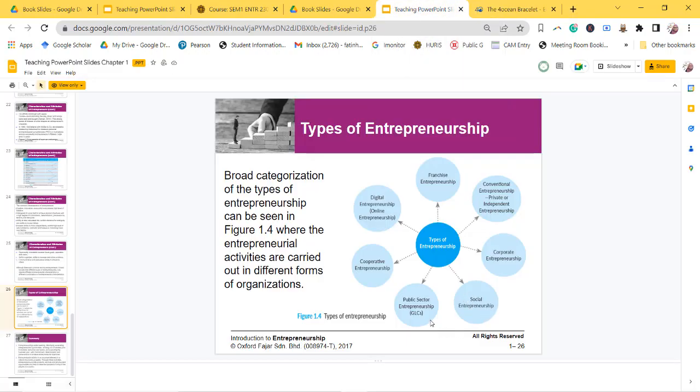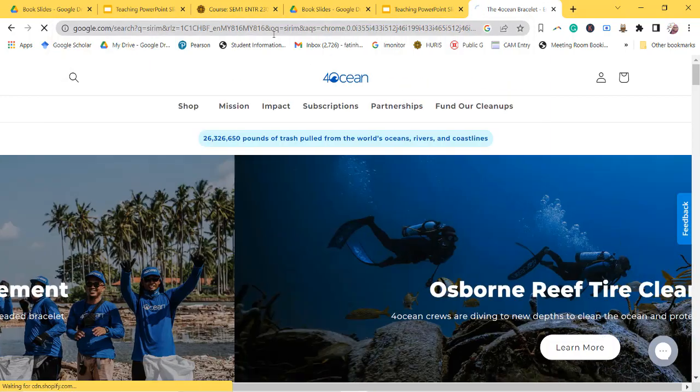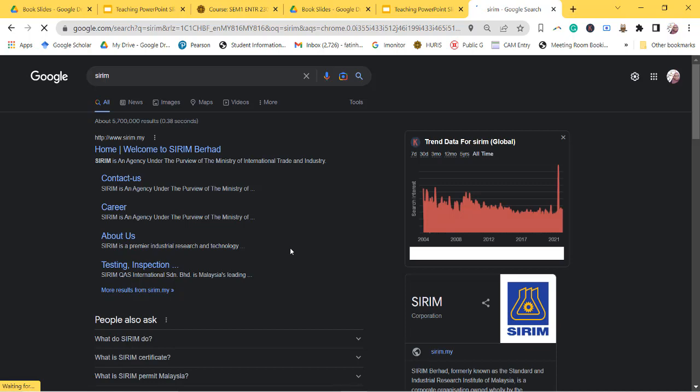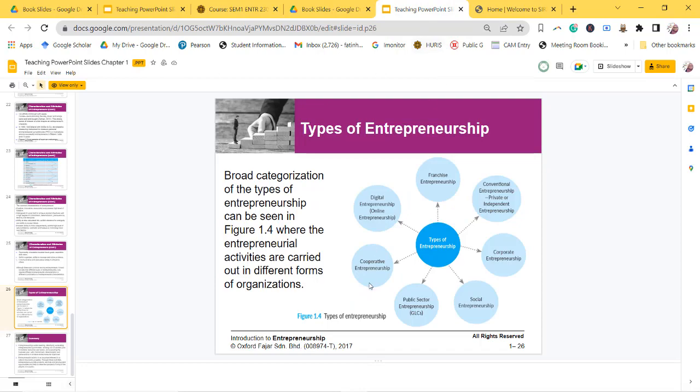Public sector entrepreneurship, basically this is GLC. We call it government linked companies in Malaysia. There are many, for example, like Sirim. Okay, Sirim Berhad is quality control, but this is a GLC company. They are actually prioritized by the government. They are not a government company, but they are linked to the government. Okay, so they are being prioritized. And also some universities, for example, like IIUM itself. Okay, IIUM is a GLC.